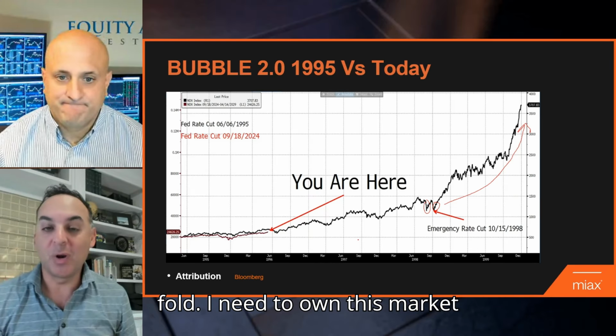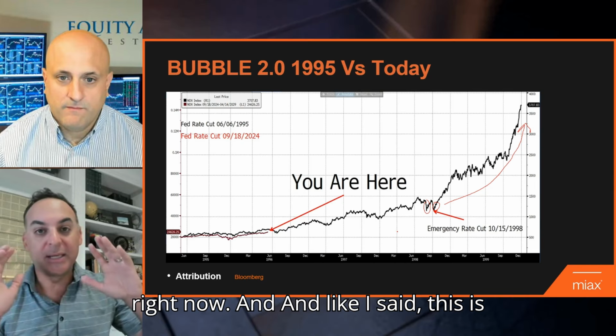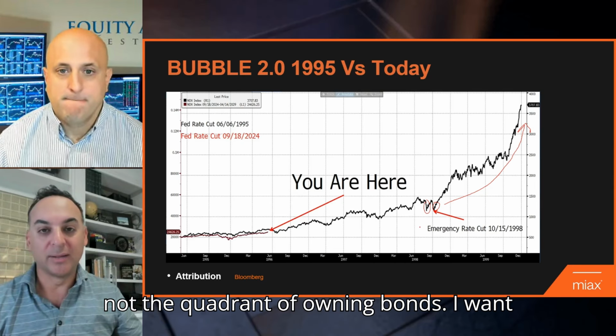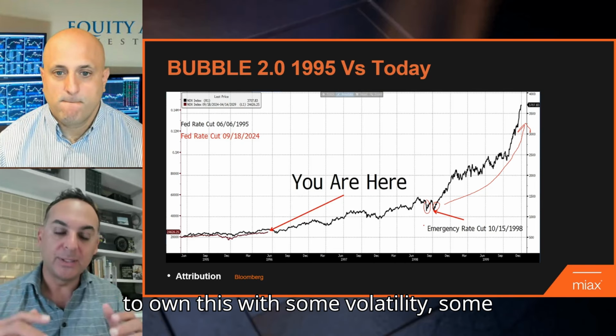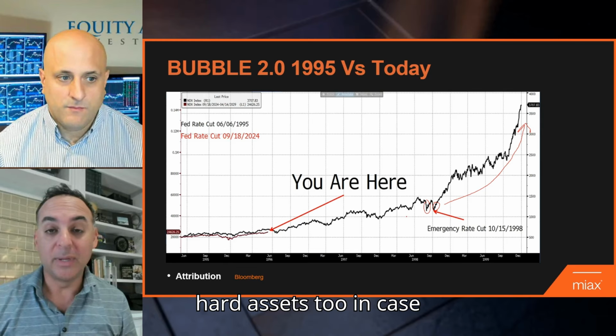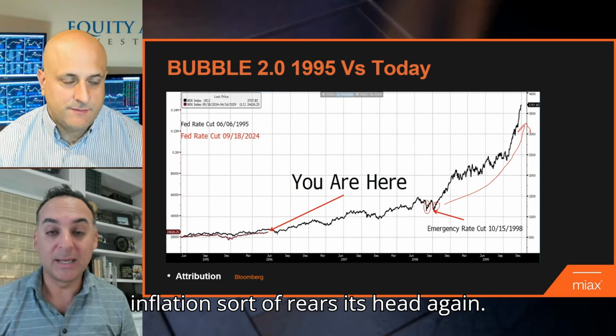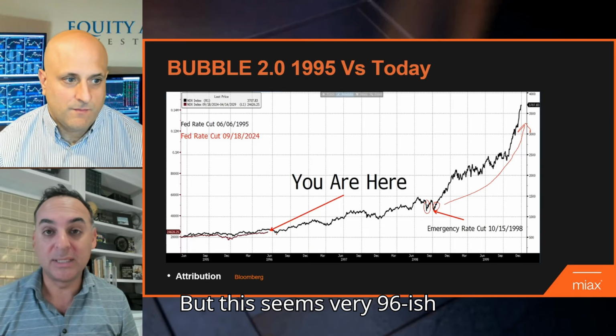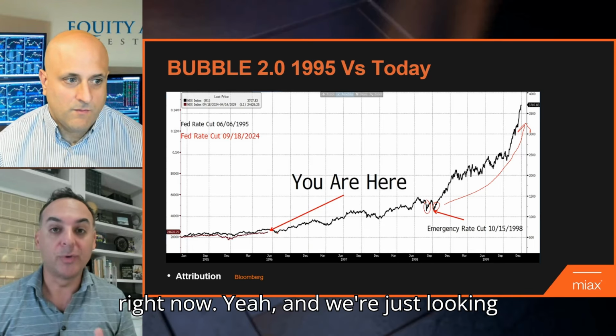I need to own this market right now, right? And like I said, this is not the quadrant of owning bonds. I want to own this with some volatility, some hedge on. I probably want to own some hard assets too, in case inflation sort of rears its head again. But this seems very '96-ish right now.